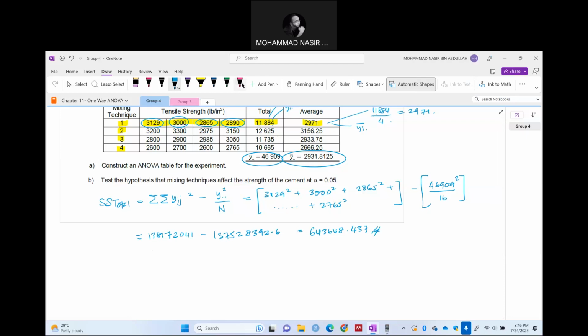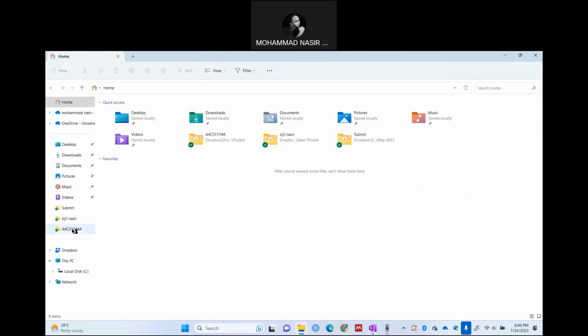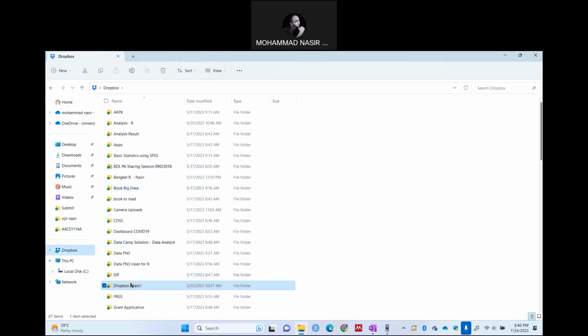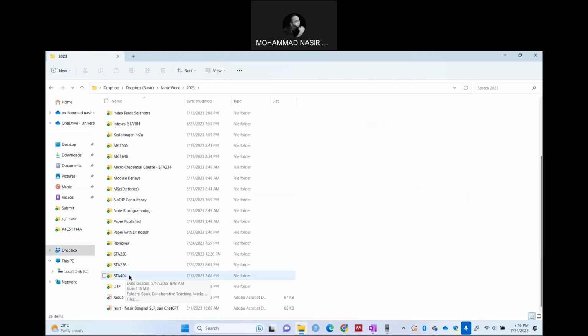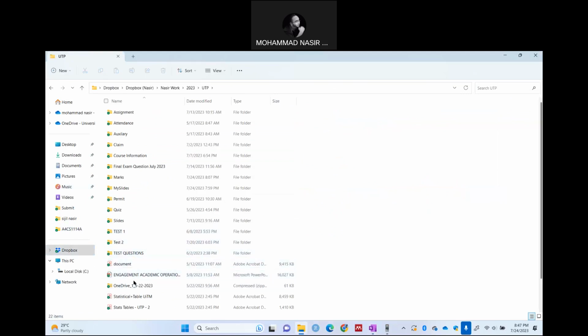Next, we want to find sum of square treatment. So sum of square treatment means that the formula will be summation of yi dot square divided by n minus y dot dot square divided by capital N. So if you compare with formula in final exam, let me show you the formula from final exam.